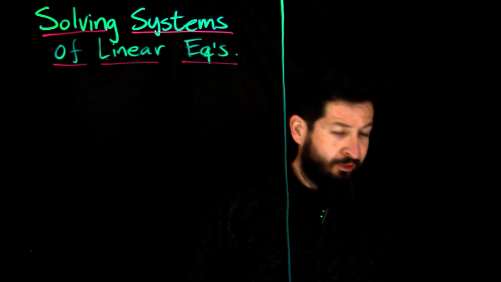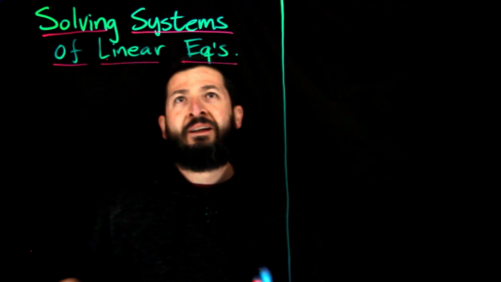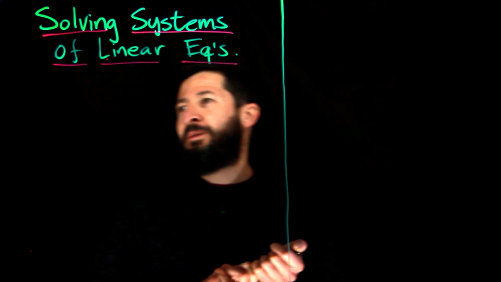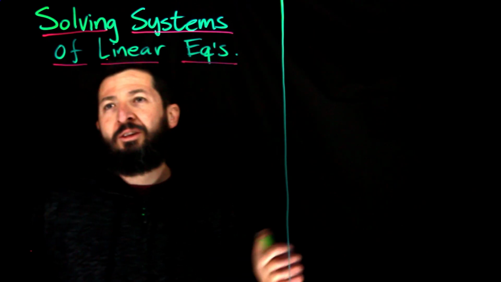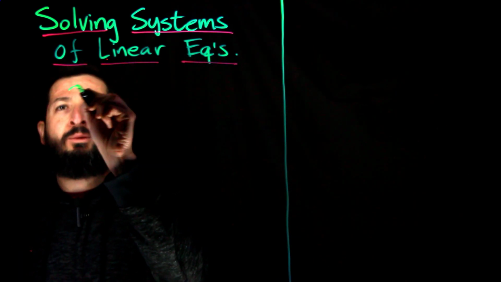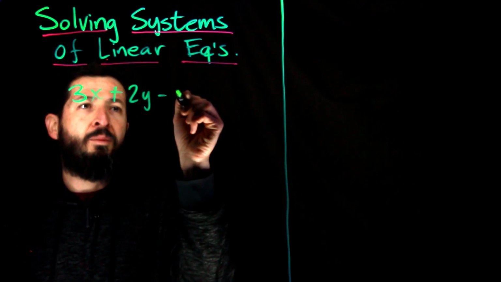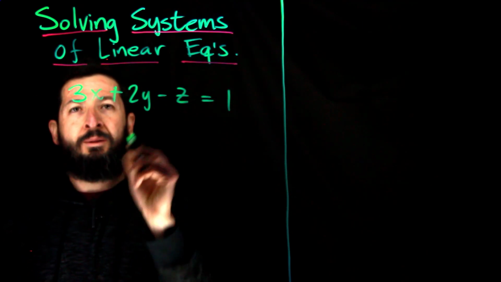Alright, so today we're going to talk about how to solve systems of linear equations, but we're going to use matrices. So let's start with a simple example where we have three variables x, y, and z. And let's say we have 3x plus 2y minus z equals 1.